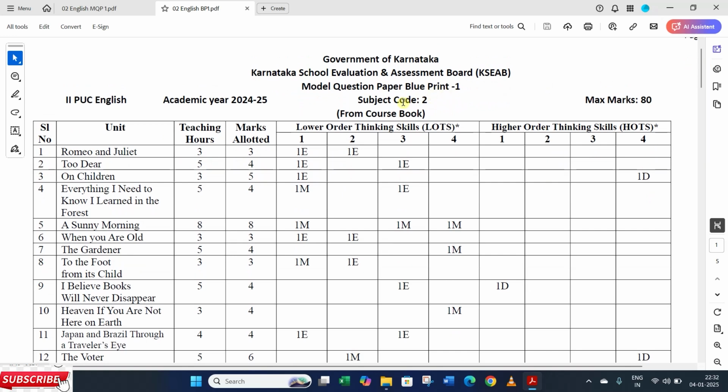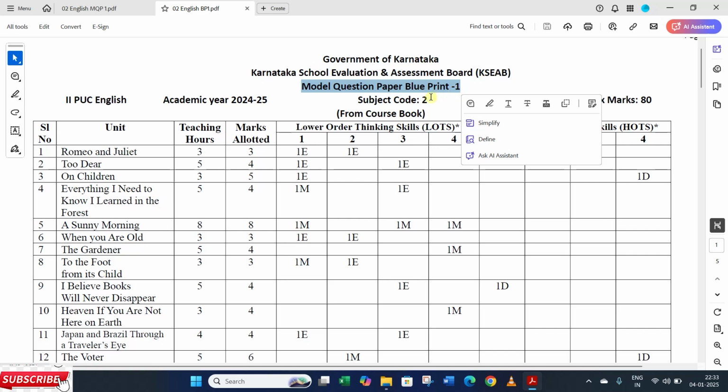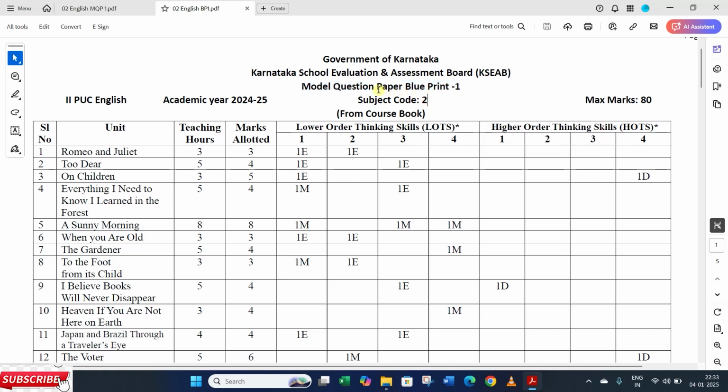the very first thing you can look over here is Model Question Paper Blueprint 1. You can see here, this is the title, I would say, wherein the Government of Karnataka has released the blueprint for Model Question Paper 1. So this is what you can see here, the units from the course book, and also you will find the marking scheme over here.